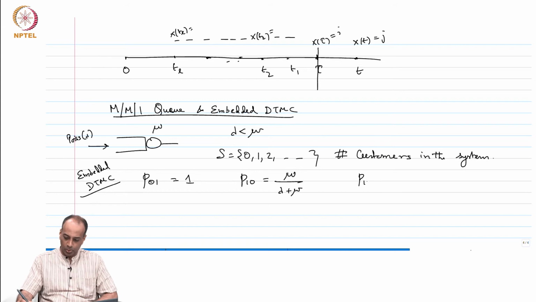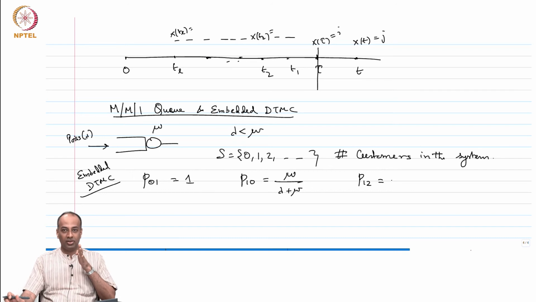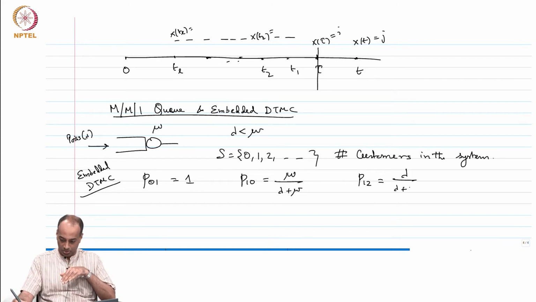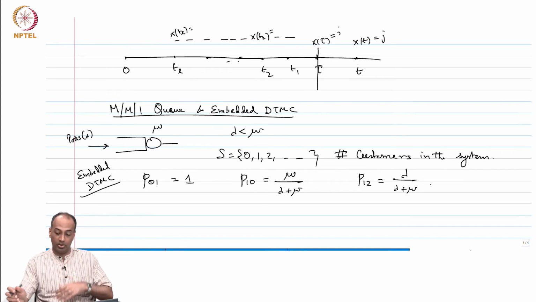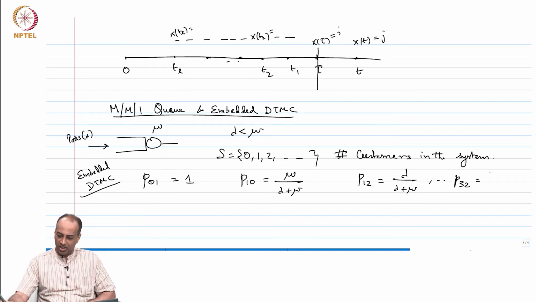Now, if you look at P12, there is one person in service, and instead of that person leaving first, you are looking at the probability that there is a new arrival before the service of the first customer completes. This is obviously lambda over lambda plus mu. It is simply 1 minus the probability that the service exponential wins, which is the probability that the arrival exponential wins, lambda over lambda plus mu, and so on. Now, P32 and the rest is not very different, it is the same story, mu over mu plus lambda and so on.